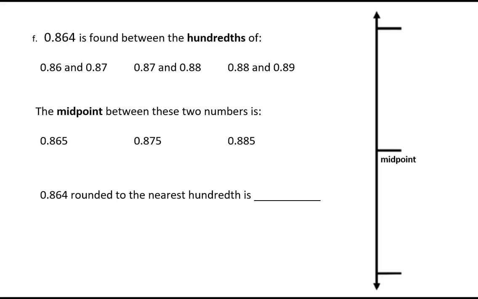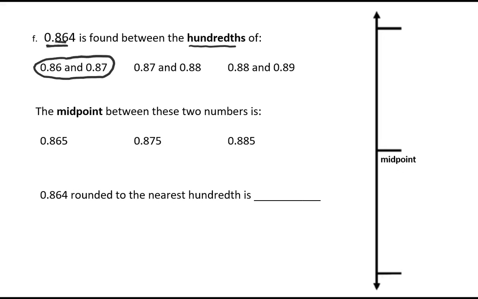In this next question, we're going to round 0 and 864 thousandths to the nearest hundredth. The first part of the question says 0 and 864 is found between the hundredths of, and these are our number choices. So if I look at the original number, it has 86 hundredths. So it's a little bit past 86 hundredths, but it's not quite up to 87 hundredths. So it would be found between 86 hundredths and 87 hundredths.